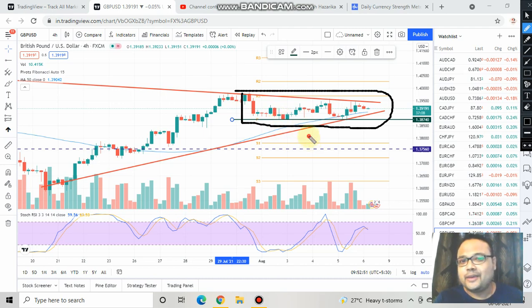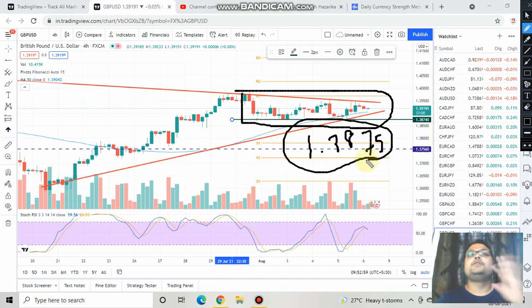And we have a support in the form of 1.3875. So this is the overall picture of the market. The market seems very bad right now because there is not much volatility here.